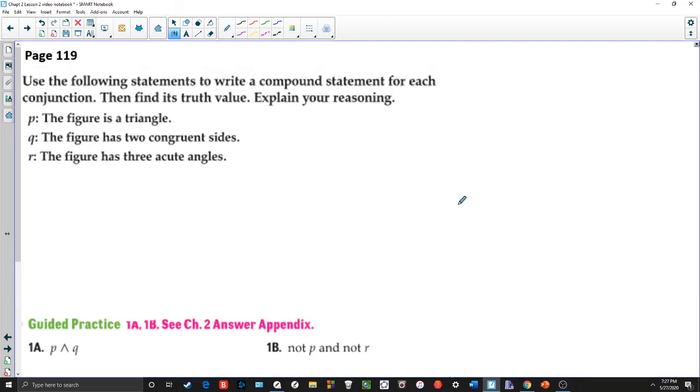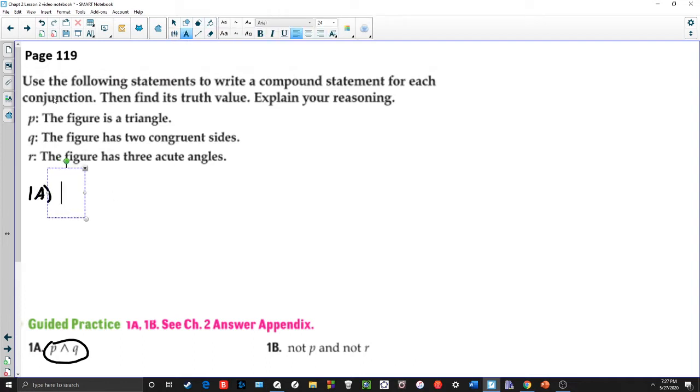So let's try a few more here. Use the following statements to write down a compound statement for each conjunction and then find the truth value. So we want the compound statement for P and Q. So P and Q, let's do 1A right here. 1A, I'm going to actually type this out here.